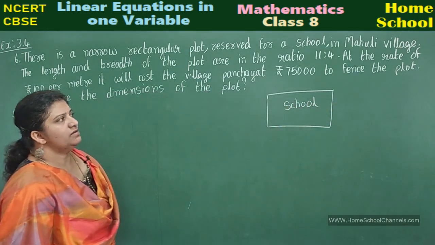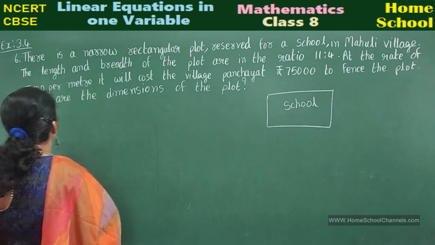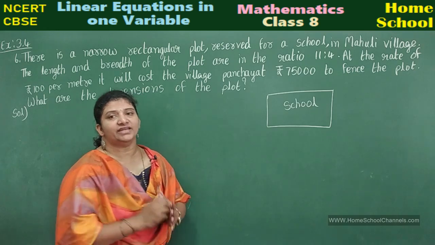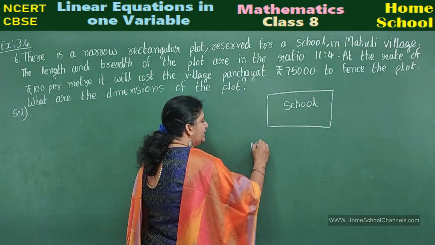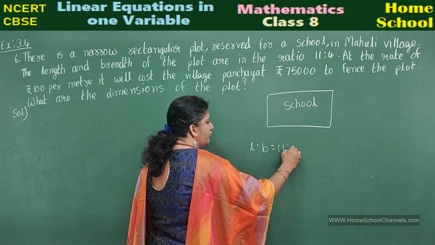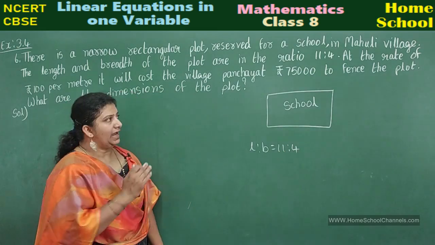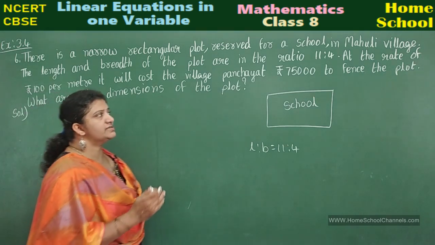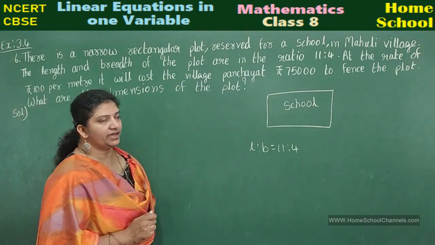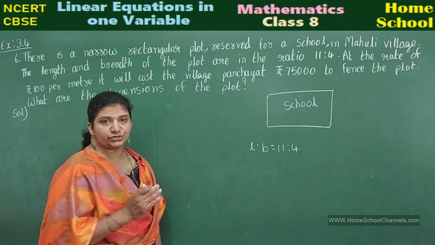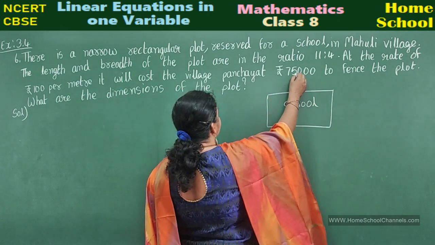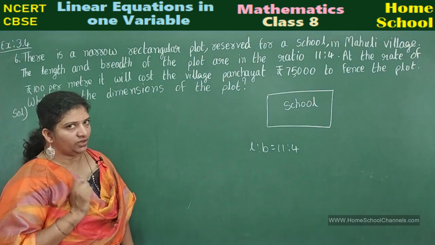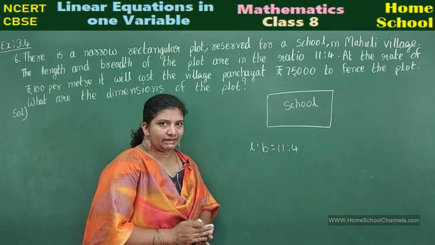Okay, in Maholi village, the length and breadth of the plot are in the ratio 11:4. At the rate of 100 rupees per meter, it will cost the village panchayat 75,000 rupees to fence the plot. What are the dimensions of the plot is your question. So try to understand the question.